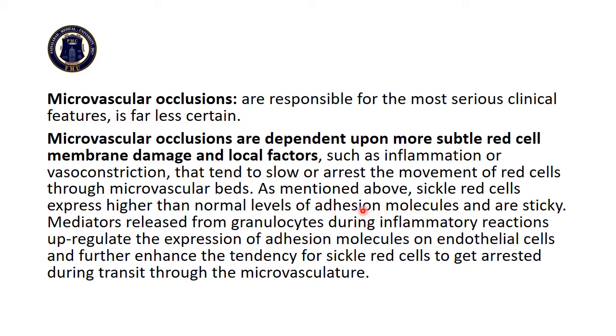Sickle cells have a higher level of adhesion molecules and they are sticky, and the mediators which are released from the granulocytes as a result of inflammation will upregulate the expression of adhesion molecules on the endothelial cells as well. The adhesion molecules are present both on the red blood cells as well as on the vessel wall. They will clump together and they will hamper the transport of blood through vessels.